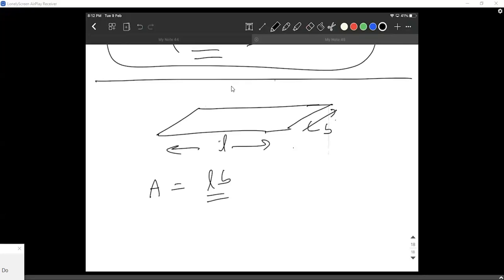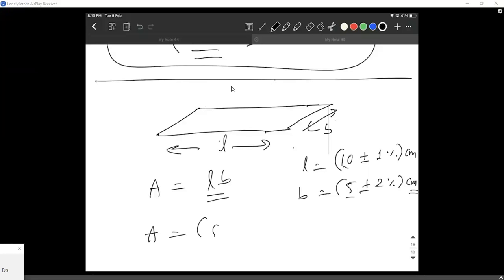This is length and this is breadth. Length is given as 10 plus or minus 1% centimeters. Breadth is 5 plus or minus 2% centimeters. Okay, so the area is nothing but 10 into 5, 50 plus or minus 3% centimeter square. That is as simple as it is to find these kind of values. I hope you get this.